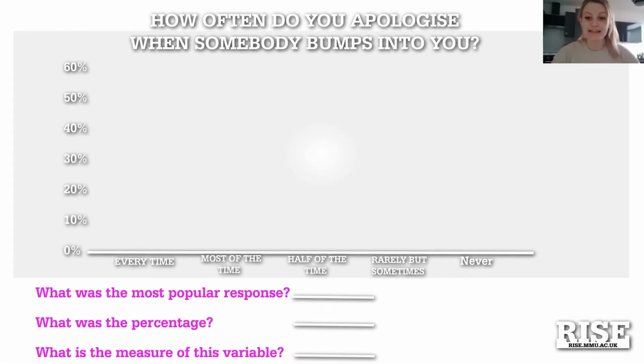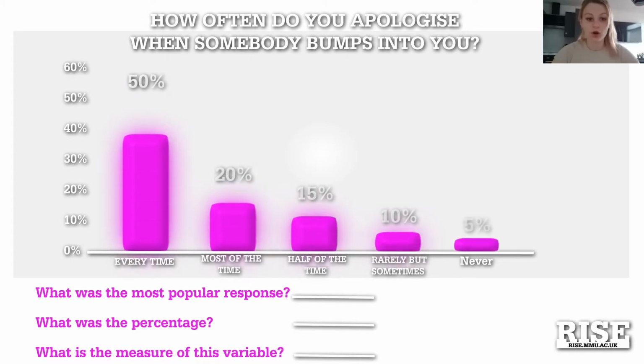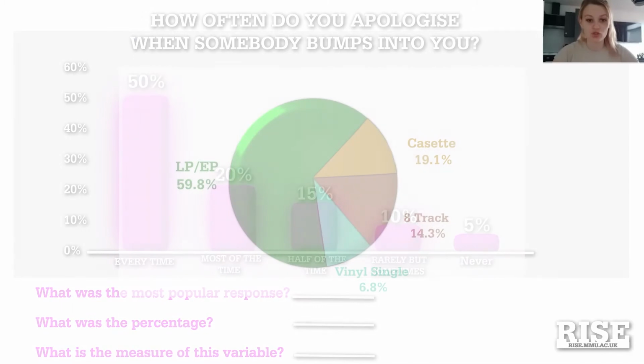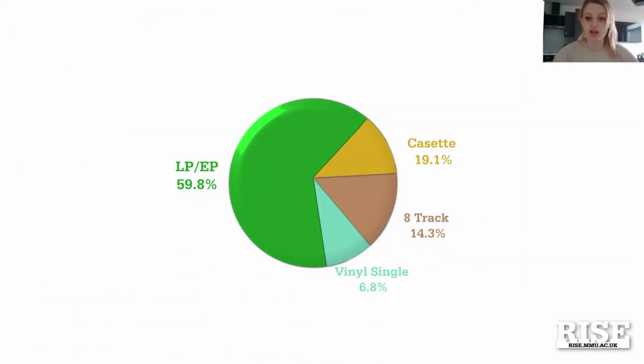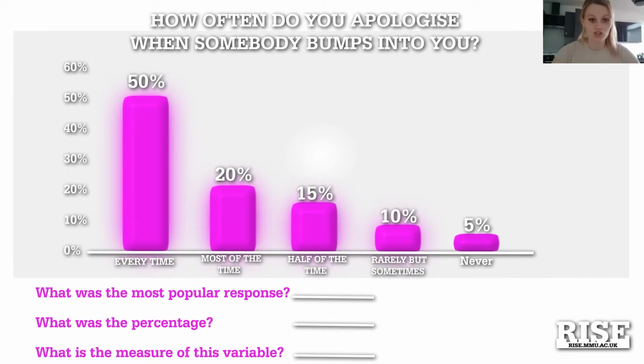So what we're going to look at in this task is interpreting data and charts. So here we've got a bar chart, and if I just scroll up here, we've got a pie chart. So these are two different ways of showing data visually, but what we're going to do is go through the bar chart together.